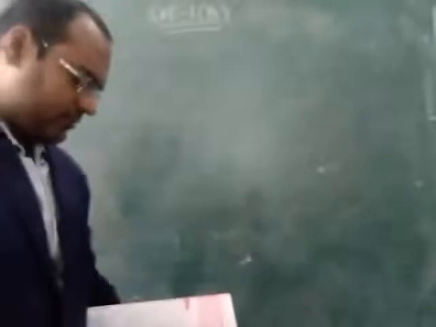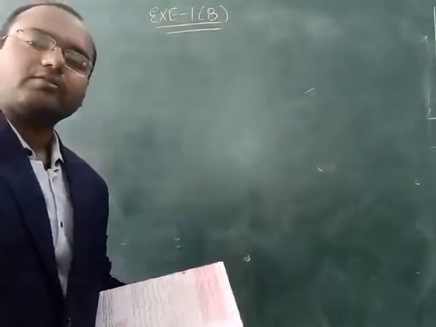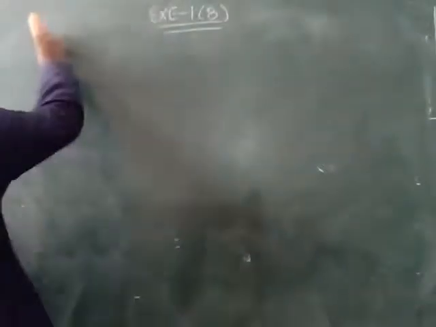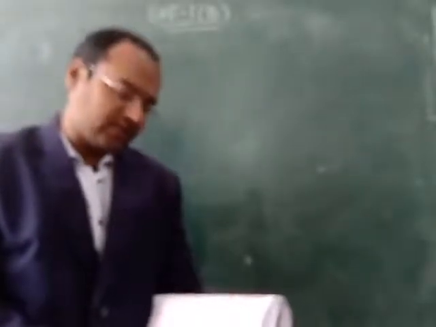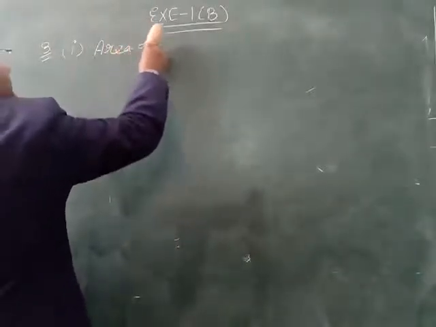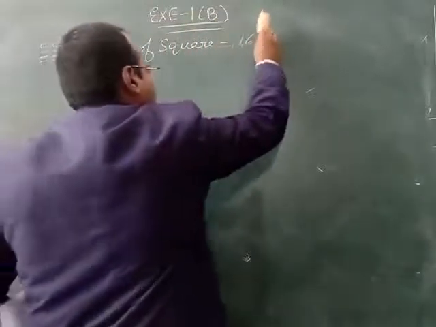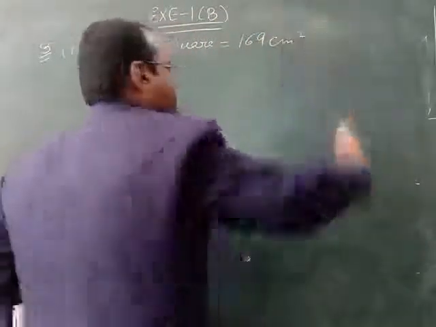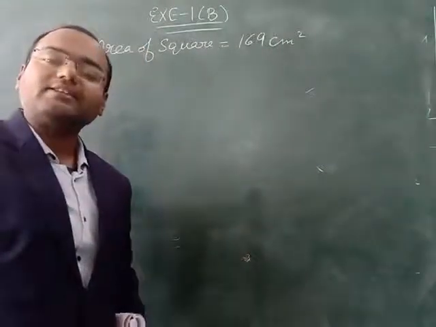Question number 3. Find the side of square. In question number 3, we have to find the side of a square. The area is given, 169 centimeter square. So in the first part, the area of the square is given, 169 centimeter square. This is the area of the square which is given in the question, and we have to find the side of the square.